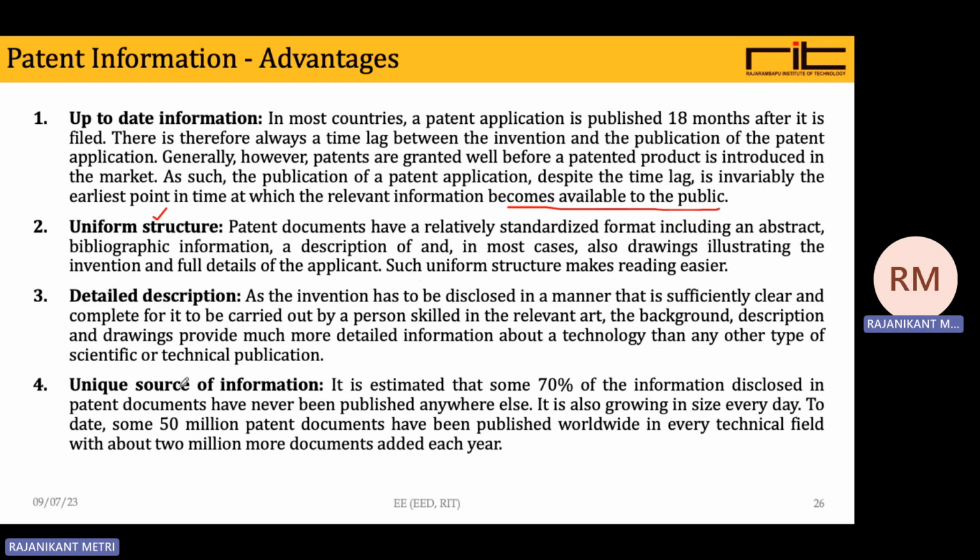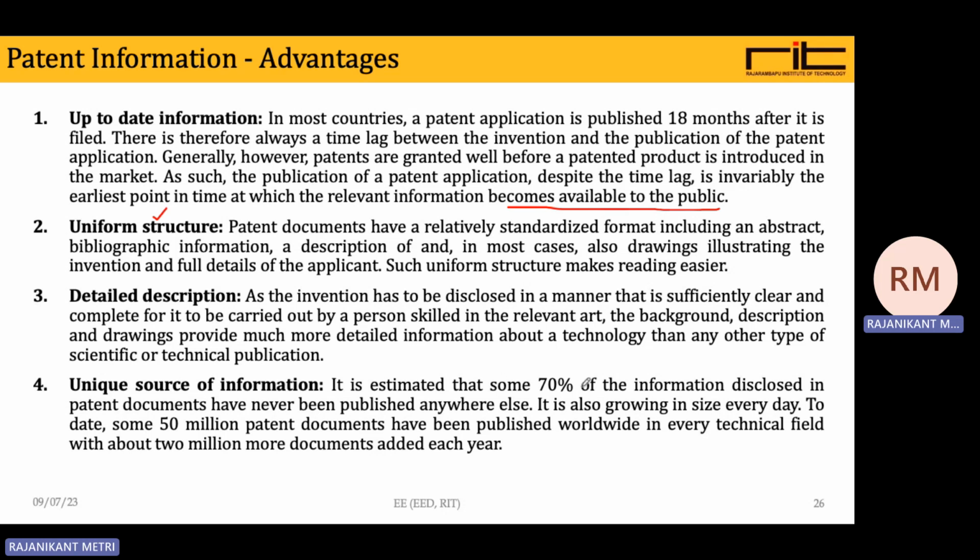Unique source of information. It is estimated that some 70% of the information disclosed in the patent documents has never been published anywhere else. It is also growing in size every day. To date, some 50 million patent documents have been published worldwide in every technical field, with about 2 million more documents added each year. So that is how the patent technology is growing. So, unique source of information.